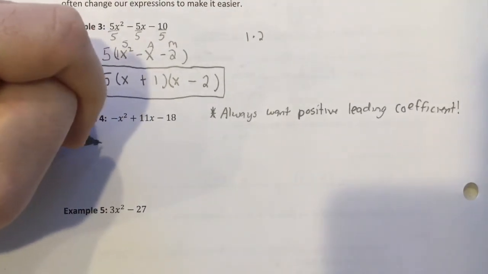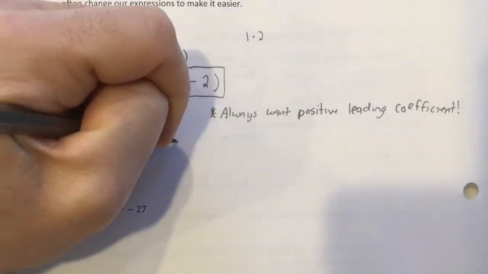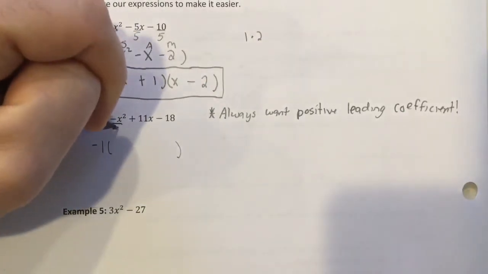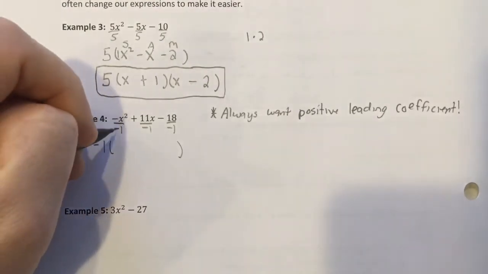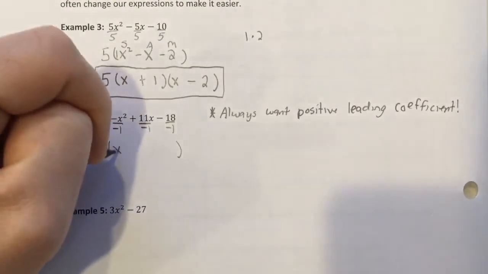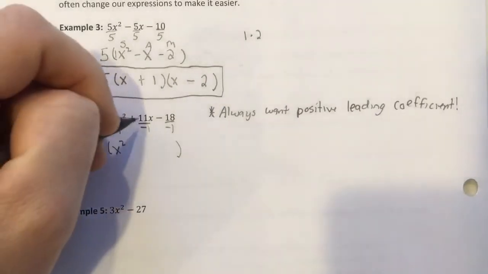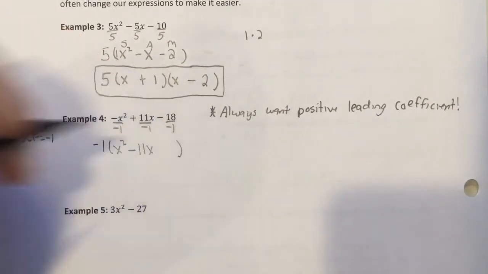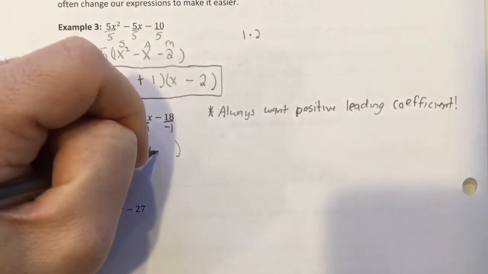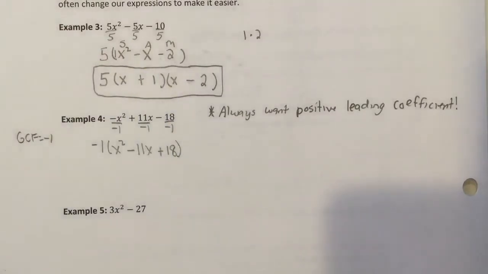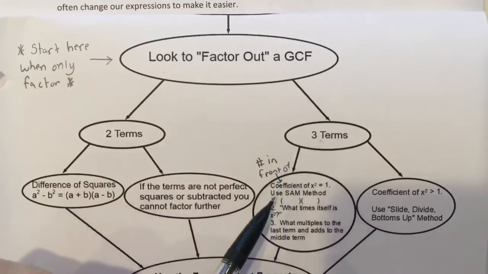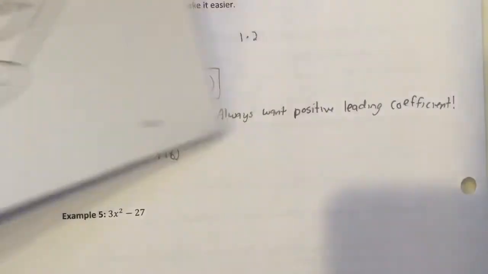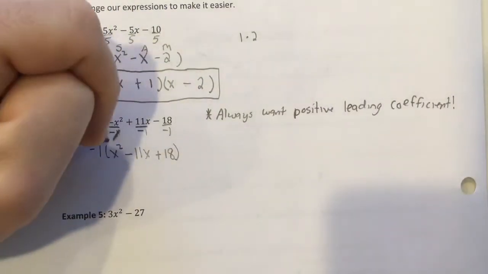And so that means I put a negative 1 in front, 1 set of parentheses because it's GCF, and then I'm dividing everything by negative 1. So I have negative x squared divided by negative 1 is just positive x squared. 11x divided by negative 1 is negative 11x. And then negative 18 divided by negative 1 is positive 18. All right, so as I keep going down my flowchart, so I did pull out a GCF. I had 3 terms now. And if I look now, I do have a 1 in front of my x squared, so that means I'm doing SAM now.